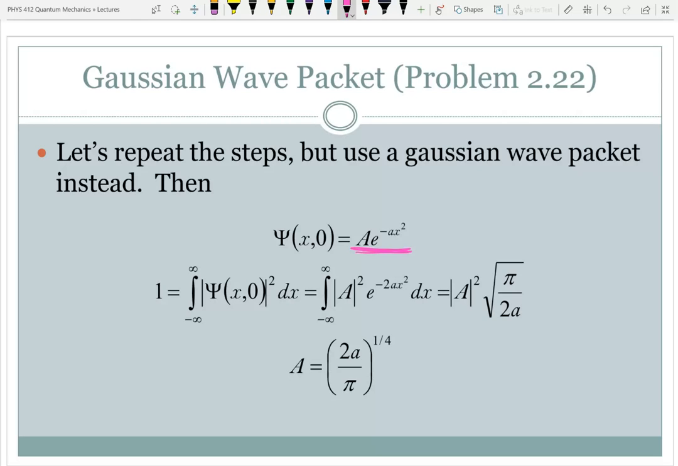Okay, so first step is to normalize it. So we normalize this. Psi mod squared is going to be a mod squared e to the minus 2ax because there's no imaginary in the exponential part. And so if you use your comprehensive knowledge of the Gaussian integrals, then you get 1 is equal to a mod squared times that square root of pi over 2a. So the square root of pi over 2a is that Gaussian integral.